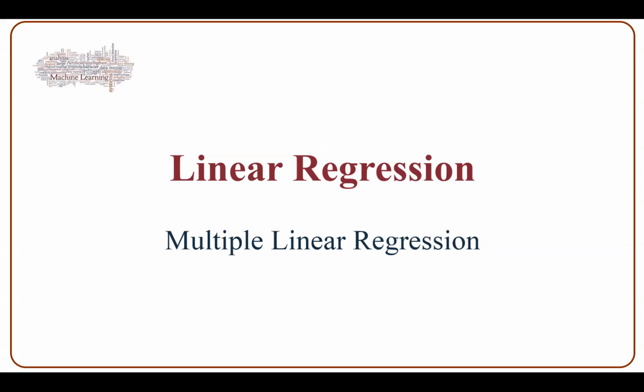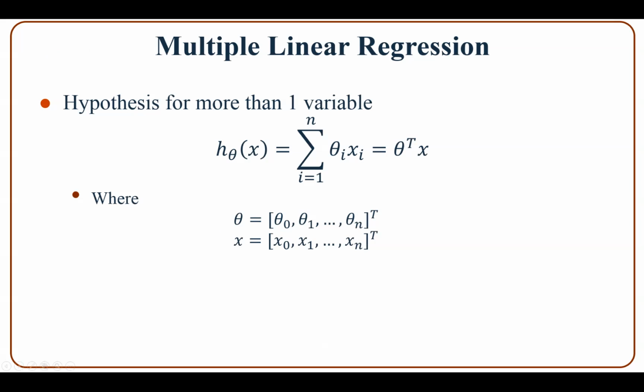In this video, I will talk to you about multiple linear regression. So this is the hypothesis for more than one variable. The hypothesis is a linear combination of theta i x i with i from 1 to n, or you can write it in a vector form, which is theta transpose times x. And theta here is a vector of length n plus 1 from 0 to n, and also x is a feature vector from x0 to xn of length n plus 1.